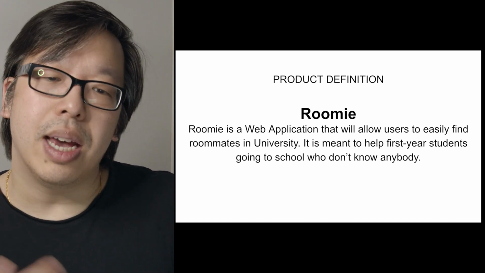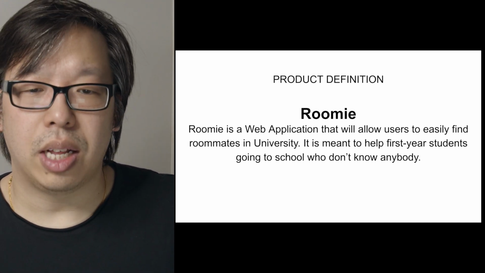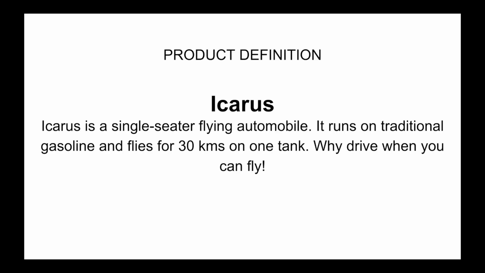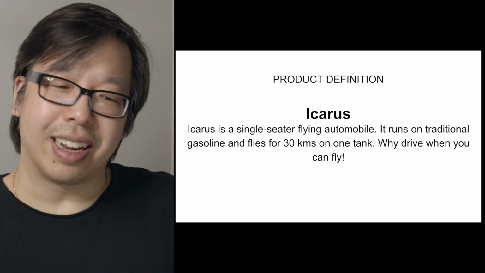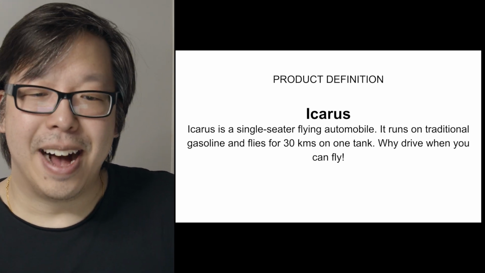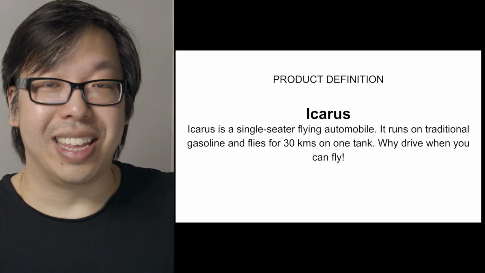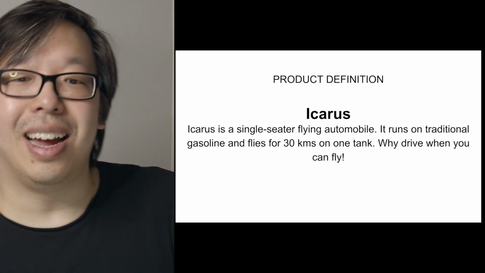You have the name Roomie and a short description. Let's take a look at another one. Icarus. Icarus is a single-seater flying automobile. It runs on traditional gasoline and flies for 30 kilometers on one tank. Why drive when you can fly? What's kind of cool about this product definition is it goes into the features, has a catchy name, Icarus, but it also has a slogan at the end. Why drive when you can fly?